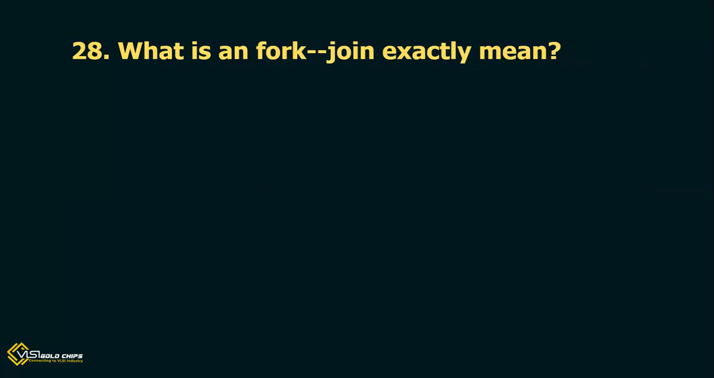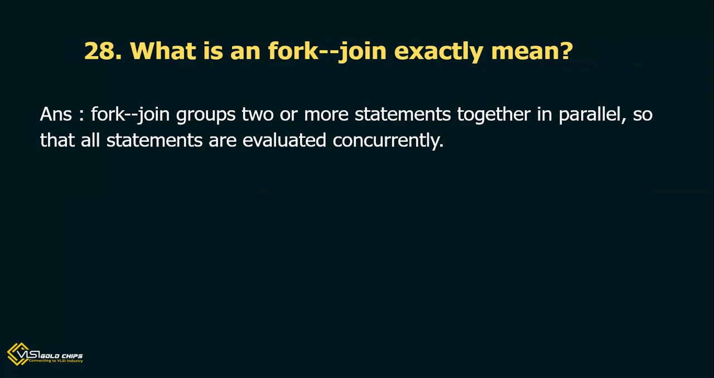Next question is, what does a fork join exactly mean? Fork join groups two or more statements together in parallel so that all statements are evaluated concurrently. If you want to execute these statements in parallel, then you can use fork join to group two or more statements.